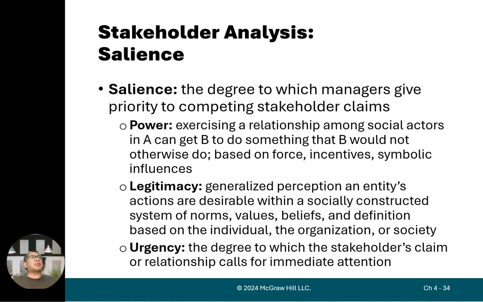Stakeholder analysis, salience. What does salience mean? The degree to which managers give priority to competing stakeholder claims. Okay, based on power: the exercise of the relationship among social actors in which A can get B to do something that B would not otherwise do, based on force, incentive, or symbolic influence. Okay, this is the power type of thing. Legitimacy: a generalized perception that an entity's actions are desirable within society. Society constructs a system of norms, values, beliefs, and definitions based on the individual, organization, or society. And then urgency: the degree to which the stakeholder claim or relation calls for immediate action.